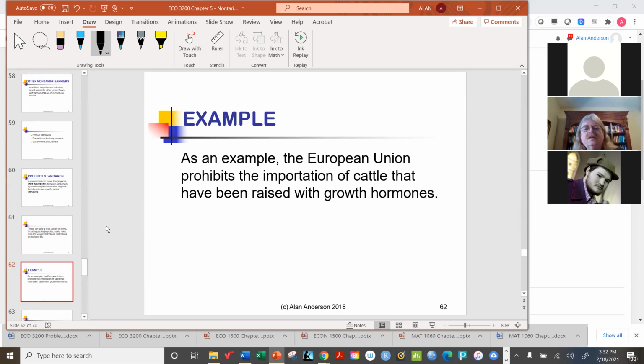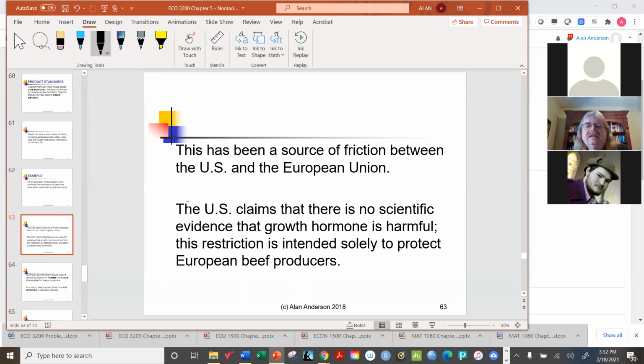Now, the European Union, for example, has rules about importing cattle that have been raised with growth hormones. Well, I guess that's a common practice in the US, not that I'm a cattle farmer, but that means it's harder for American beef farmers to compete in Europe. And that's the whole purpose of this. All right. So then the US says, there's no evidence that this growth hormone is harmful. The Europeans say, oh, yes, there is. And this is why we need the World Trade Organization to iron out these kinds of disputes.